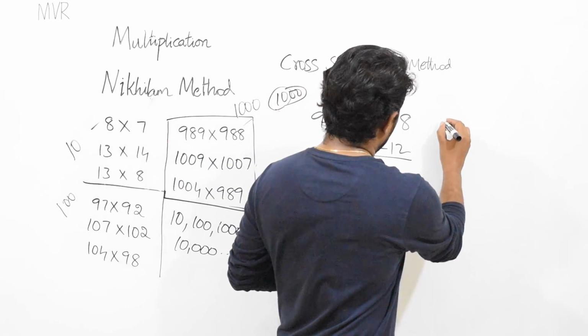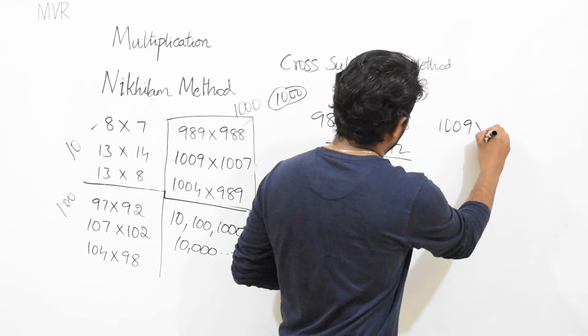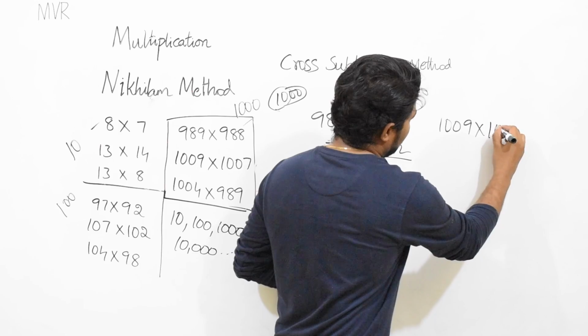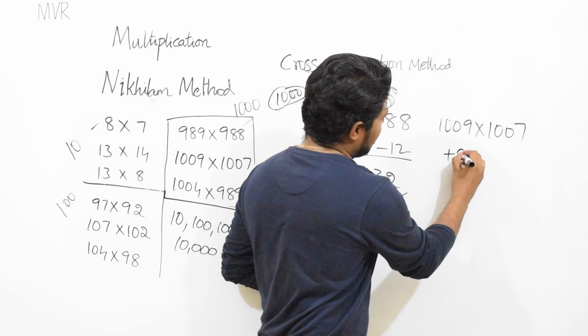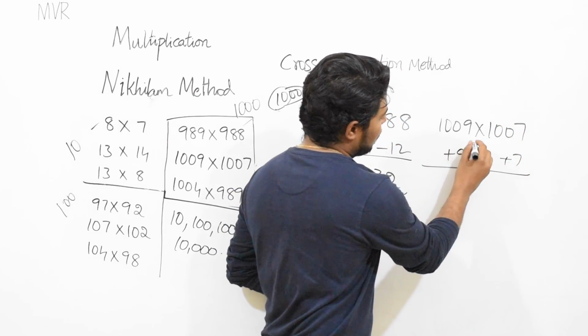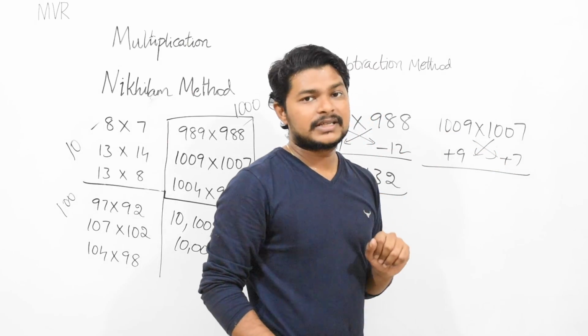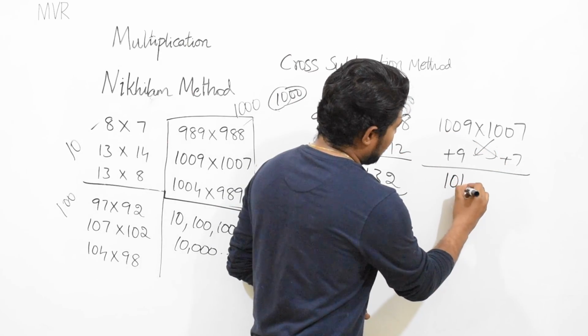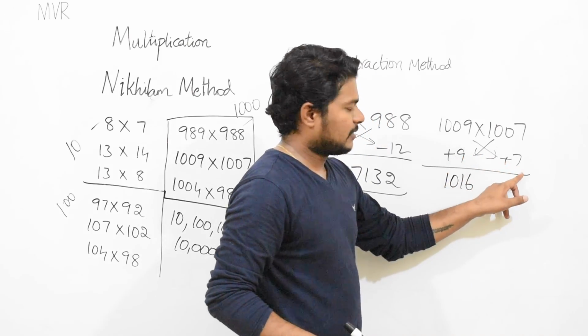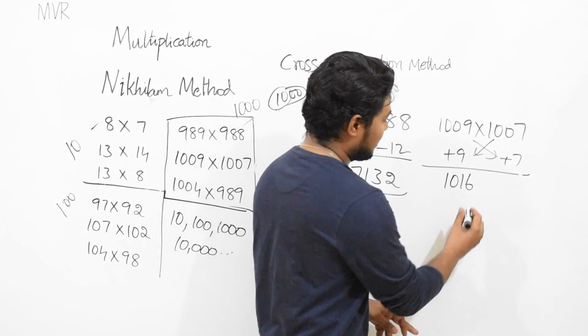Now we take another number, 1009 into 1007. This will be plus 9, this will be plus 7. You can do this plus this or this plus this. 1009 plus 7 is 1016. 9 into 7, 63.